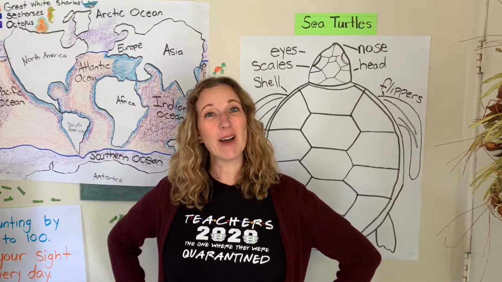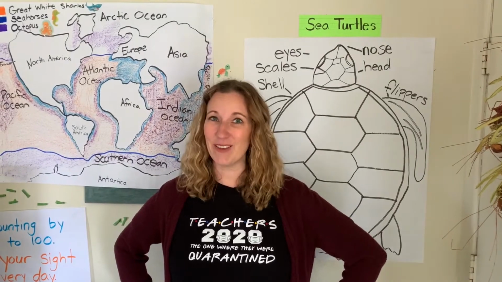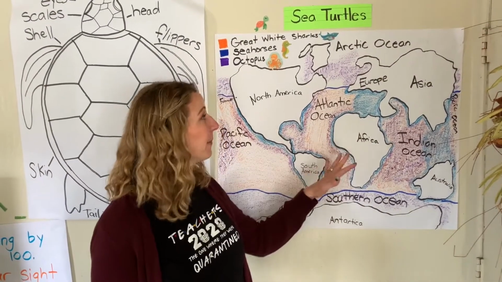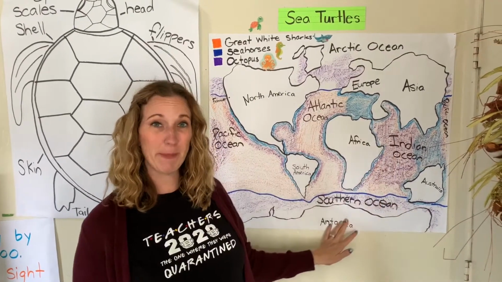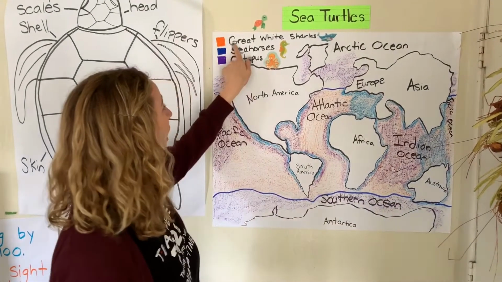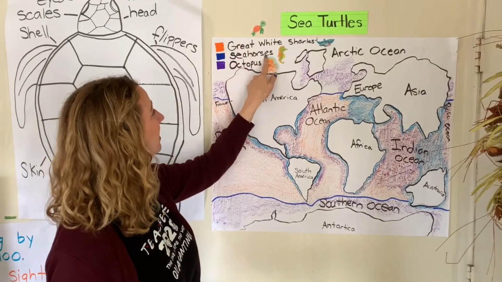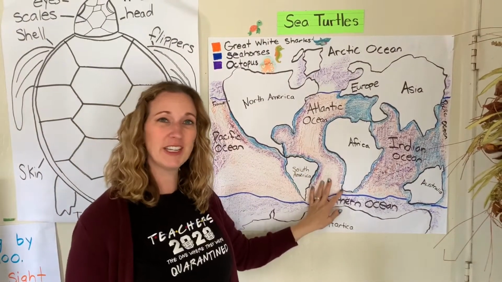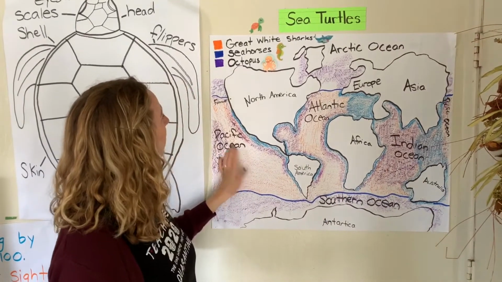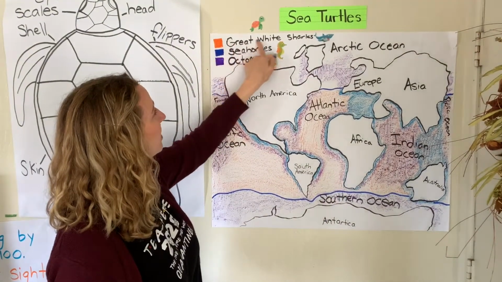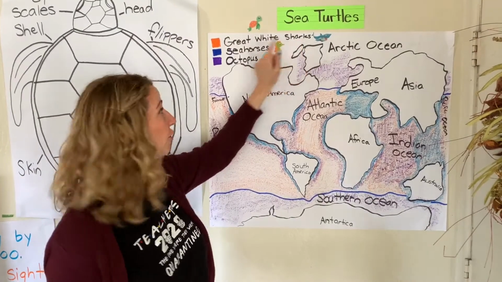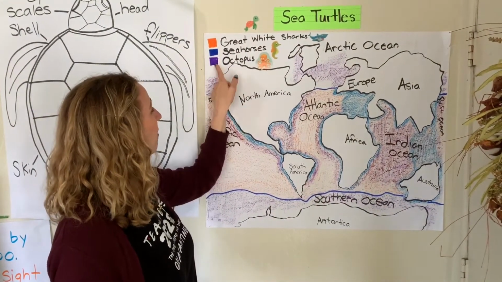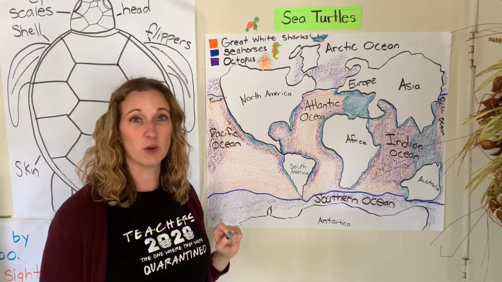All right, now I'm going to show you where sea turtles live in the world. All right, now it's time to update our map, okay? This is our world map, and we have our great white sharks up here, our seahorses, and our octopus. So we have all these different colors here that represent each animal. So remember, orange represents where the great white sharks live or travel. Blue is where seahorses live or travel. And purple is where the octopus lives or travels.